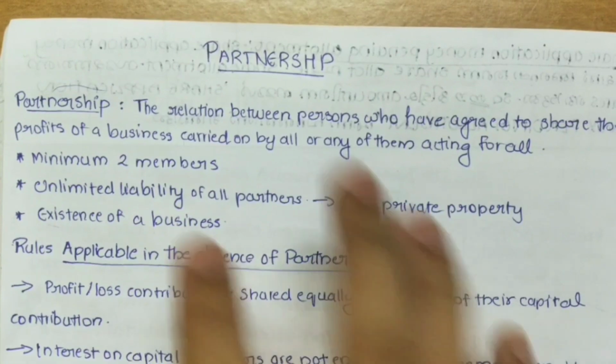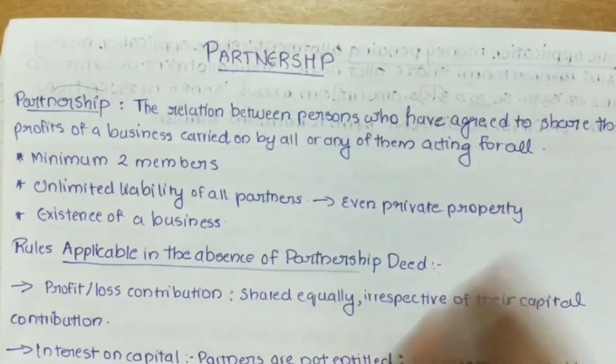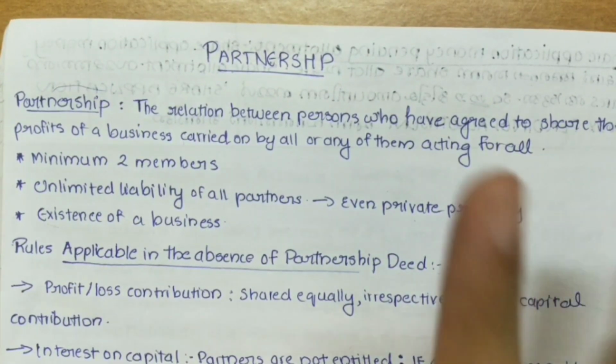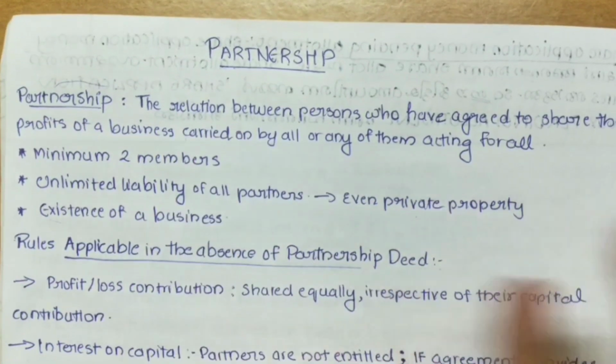So we said about 2 or 3 people, right? It is not mandatory for each and every person to be active. Either any one of them can act for all, or everyone can be active also. So this is what we call a partnership.